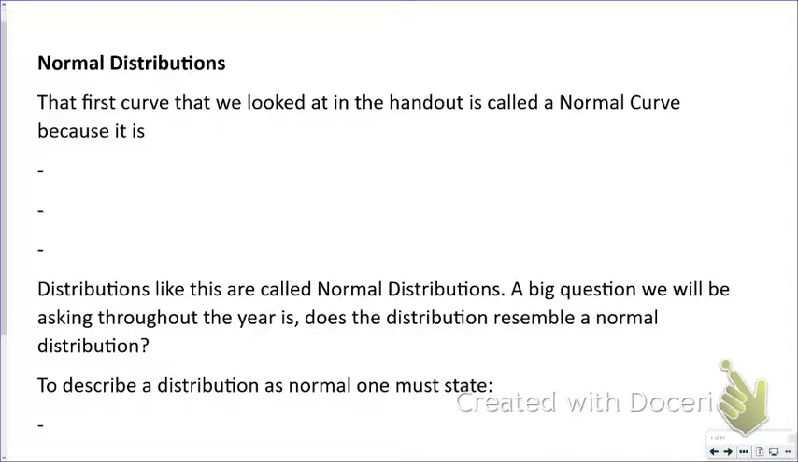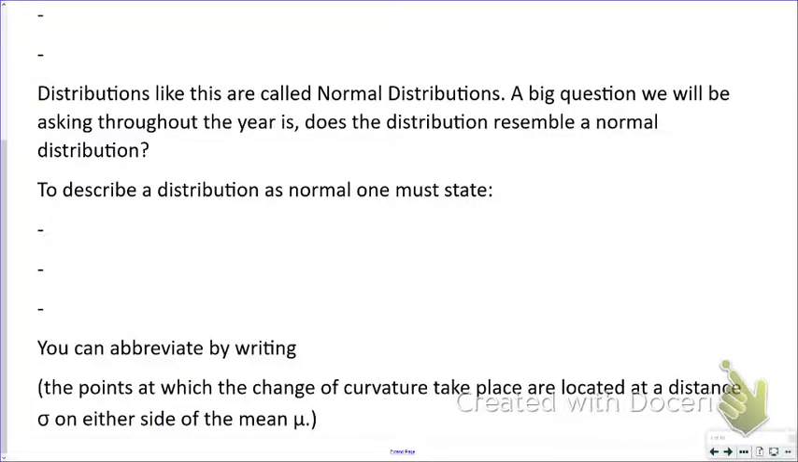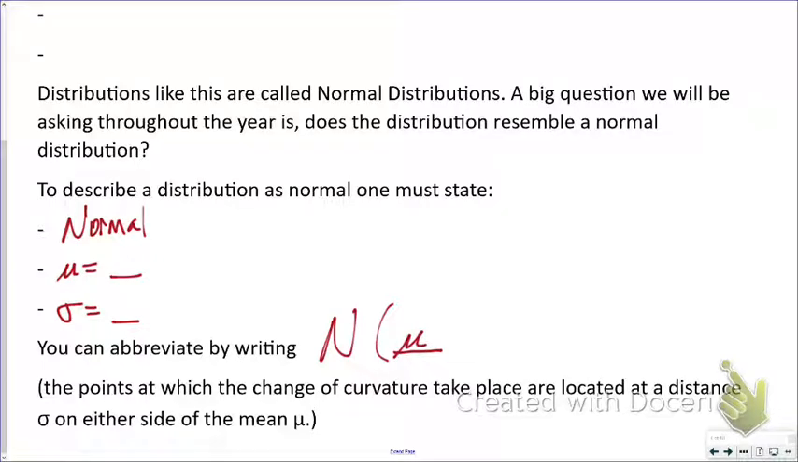When we describe something as normal, if I notice that it's normal, I am going to first of all say it's normal. Then next I will state what the mean is. And next I will state what the standard deviation is. That gets a little tricky in terms of standard deviation because it could be a sample, and we'll talk about that down the road. But you are allowed to use just a capital N, parenthesis, and then write the mean.